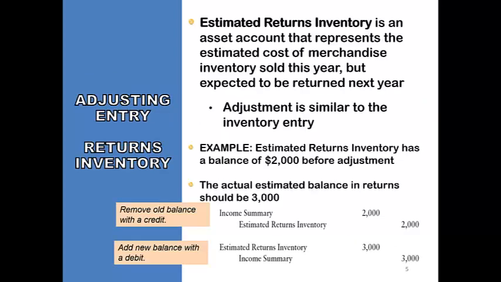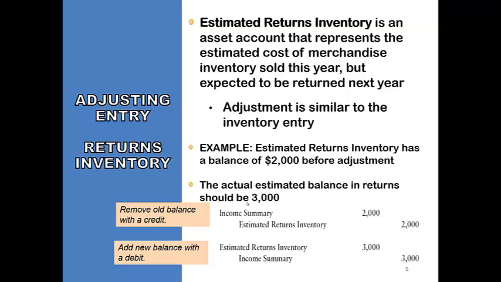The next adjusting entry is another inventory adjustment. A separate inventory is kept on the balance sheet for inventory that's been returned from customers. So the inventory adjustment is very similar to the normal inventory account. We remove the old number first, and then in the second entry we enter the new estimated balance. In the example, we have an estimated returns inventory balance of $2,000 before the adjustment. The actual estimated balance should be $3,000.